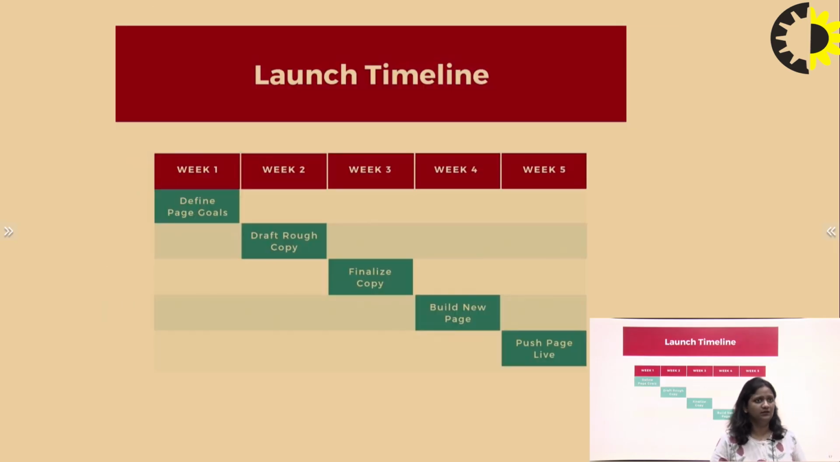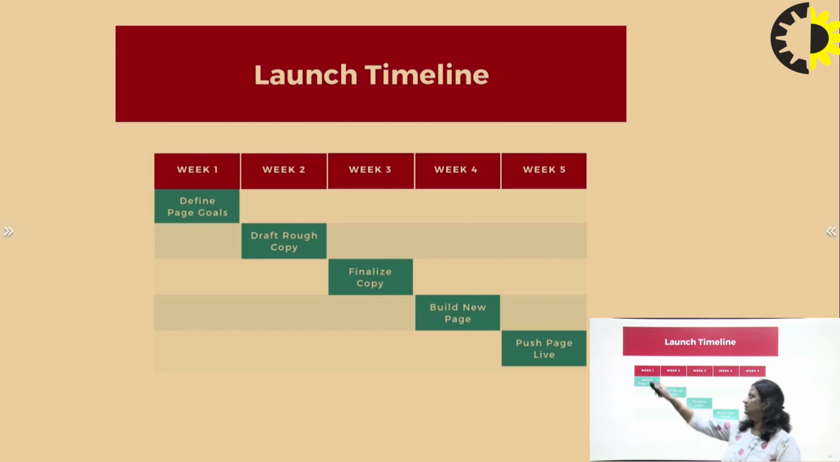Now the next one is a Gantt chart. This is very, very important, as we are going to use the Gantt chart in future project work. Launch timeline: week 1, week 2, week 3, week 4, week 5. For example, where we use a Gantt chart in our project work, when we complete our projects, it is used to launch a timeline. A Gantt chart is used to launch a timeline.